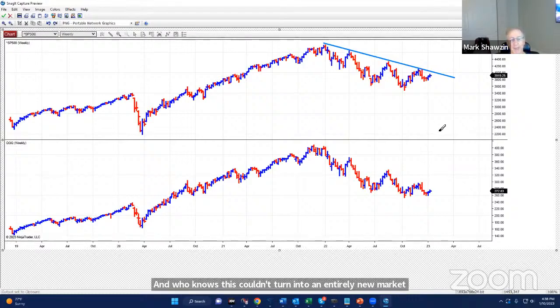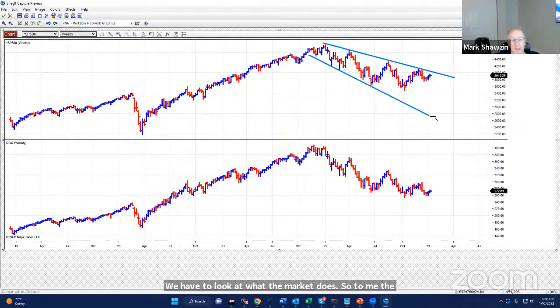So this is why we can't hold on to opinions or notions. We have to look at what the market does. So to me, the market has been trading within this triangle, if you will, this trading band, this channel. And so again, you can see how nicely it bounces off every time it hits here. So it feels like we want to retest this upper level again. And so I just watch how the market trades within these trading channels, within these chart patterns.